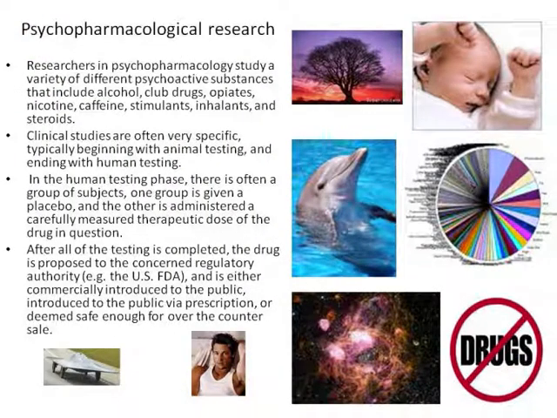Psychopharmacological research. Researchers in psychopharmacology study a variety of different psychoactive substances. They include alcohol, club drugs, opiates, nicotine, caffeine, stimulants, inhalants and steroids. Clinical studies are often very specific, typically beginning with animal testing and ending with human testing. In the human testing phase, there is often a group of subjects. One group is given a placebo and the other is administered a carefully measured therapeutic dose of the drug in question. After all the testing is completed, the drug is proposed to the concerned regulatory authority and is either commercially introduced to the public via prescription, or deemed safe enough for over-the-counter sale.